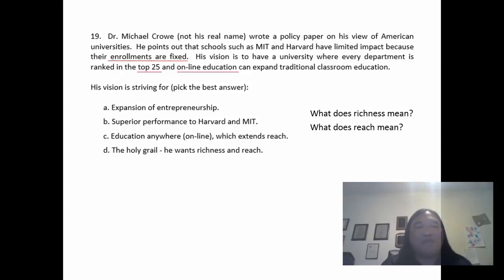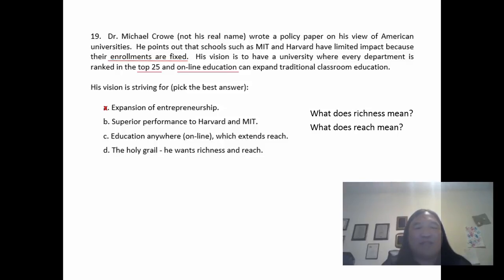And so right away, we can eliminate, there's always one answer that you could throw out right away that's kind of ridiculous. And so expansion of entrepreneurship. Okay, that can't be right. Now I've just improved my odds to 1 in 3.